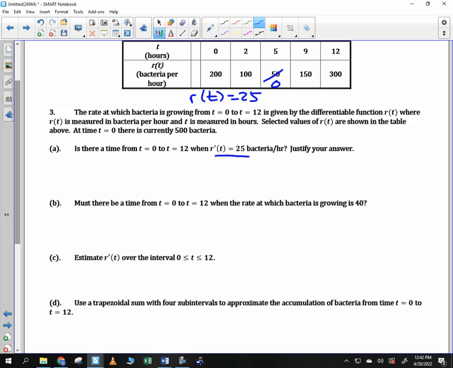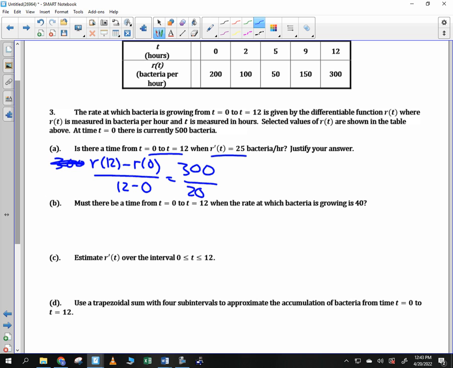What theorem states that? The intermediate value theorem states that, the IVT. So when they're asking for singular functions and their changes, that's what you go for. But notice that this is a rate function, and that's what invokes the mean value theorem. So I'm going to look from 0 to 12, and write r of 12 minus r of 0 over 12 minus 0, or 300 minus 200 over 12.